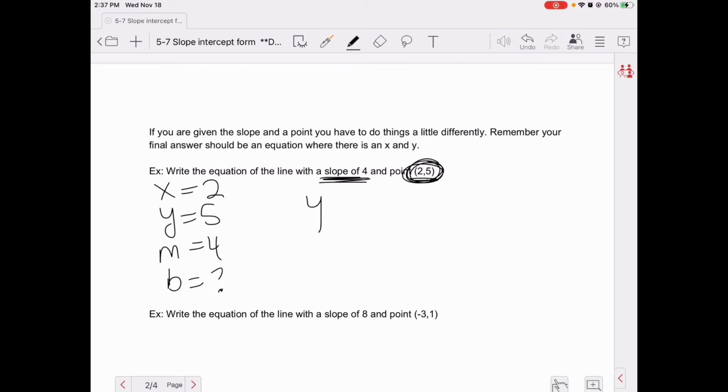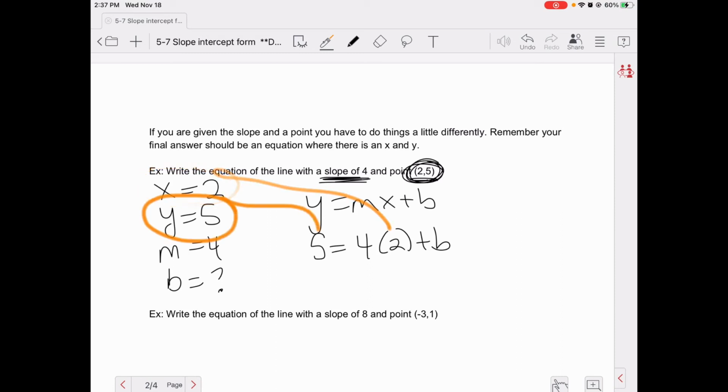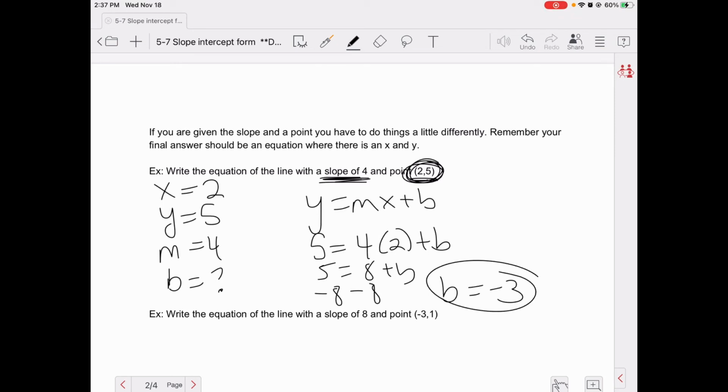So I have the formula y equals mx plus b, and I'm going to plug in everything I know so far and then solve for b. So I'm going to have 5 equals 4 times 2 plus b. So all I did was I took my 2, plugged it in, took my 5, plugged it in, took my 4, plugged it in. Okay? Now I have only a b, and I'm going to solve for b. So 5 equals 8 plus b. I'm going to subtract 8 from both sides, so I get b equals -3. Okay? But it wants me to write an equation.